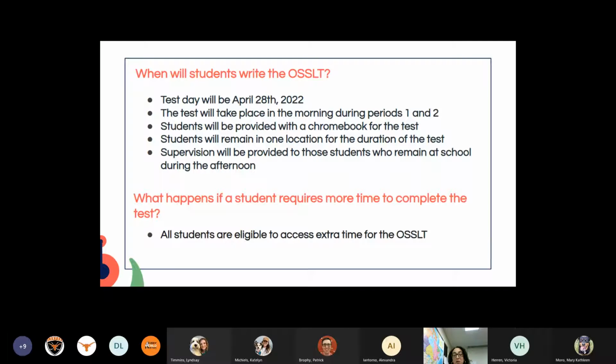So all students are eligible to receive more time on the test. And that means that if the rest of the class or half of the class is ready for the second component and half the class still requires more time, they're just going to work until they are completed and then move on to the second task.